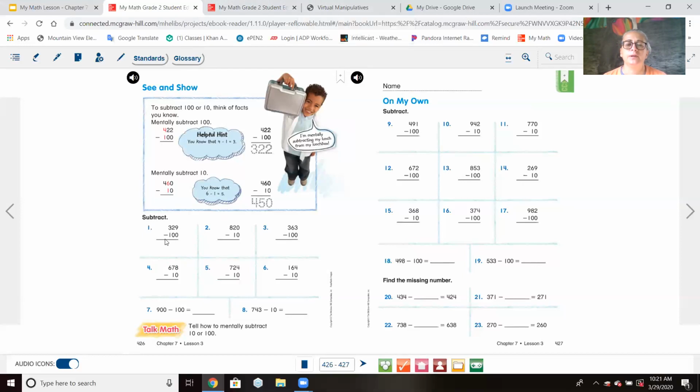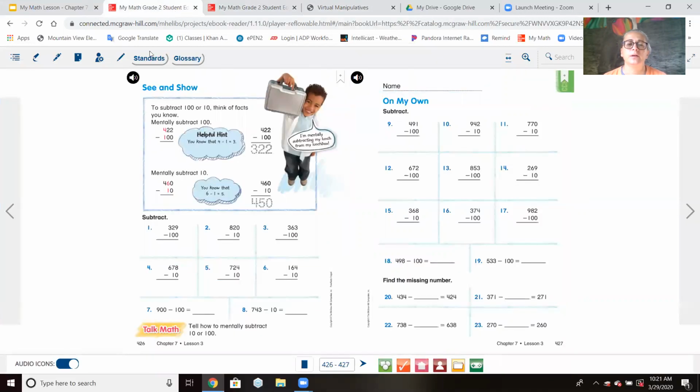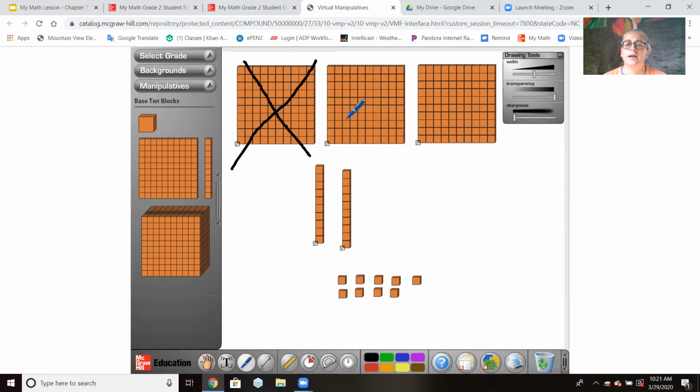We're going to look at 329 minus 100. We're going to do this one together. So I've got modeled 329. If I go back to here, we're supposed to subtract 100. So I'm going to X out 100. Still learning how to use these manipulatives. So I'm going to say that one goes away. And so that leaves me with 200. I still have the 20, and I still have the 9 ones.